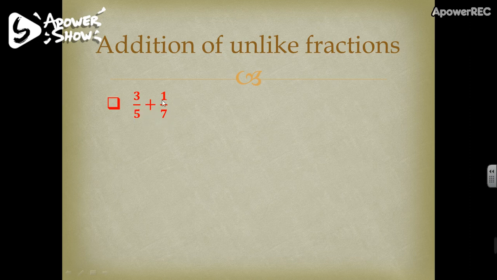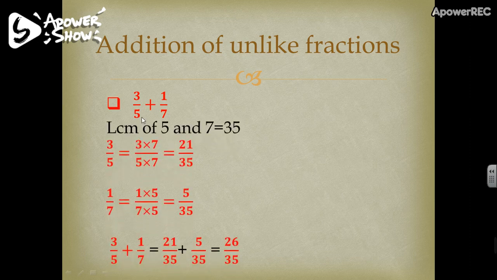For making their denominators the same, first of all we find the LCM of 5 and 7. That is, we have to find the LCM of the numbers in their denominators. The LCM of 5 and 7 comes out to be 35. After finding the LCM, we have to find equivalent fractions of 3 by 5 and 1 by 7 having denominator equal to 35. I am repeating, we have to find equivalent fractions of 3 by 5 and 1 by 7 having denominator equal to 35.